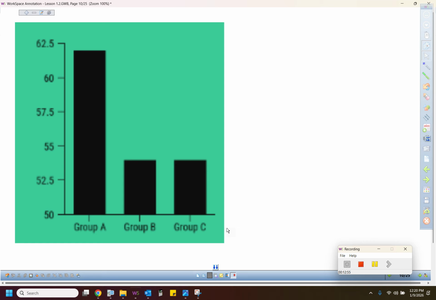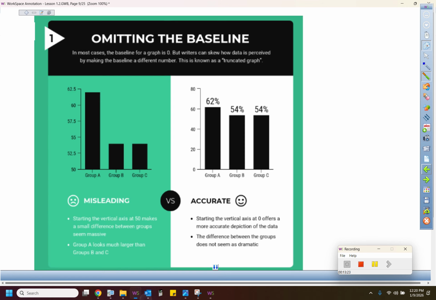They made the bar so much higher than all of the other bars because of the baseline. What does that mean? The baseline is down here, the bottom of the graph. And what number did they start with? 50. Where is the graph supposed to start? 0. Are you with me on that? That's a bad graph because they omitted the baseline.